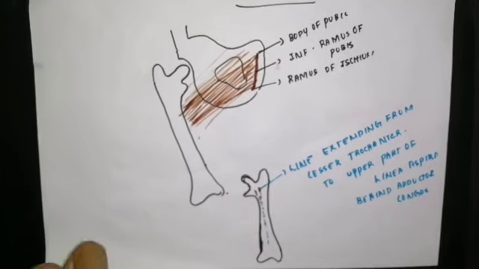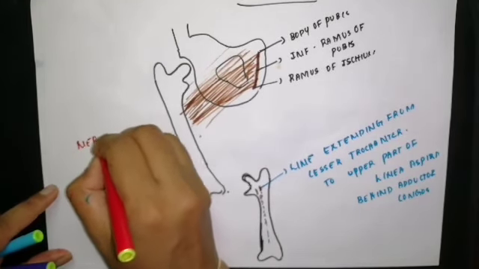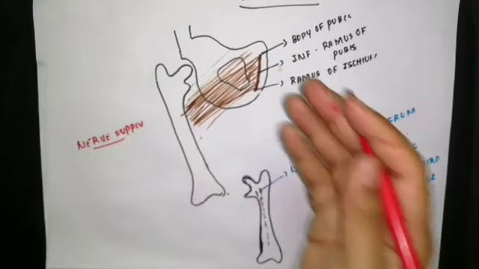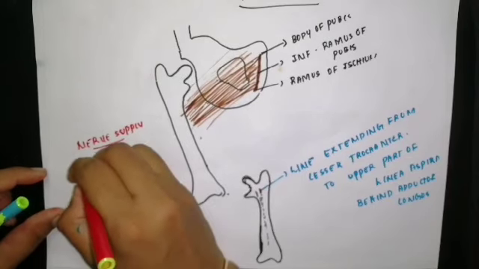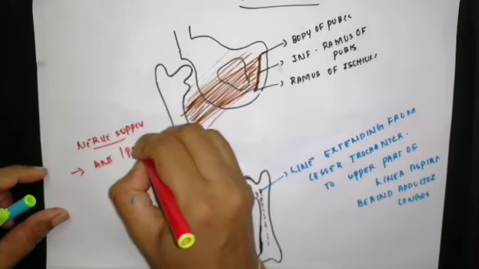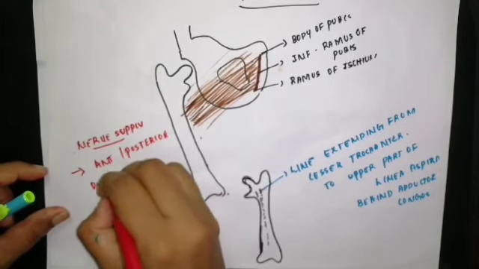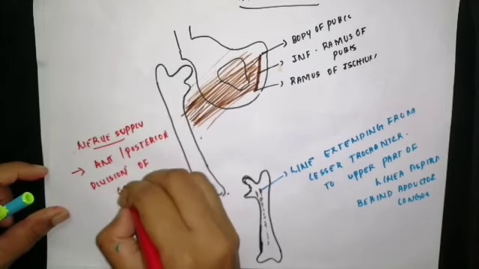Now what is the nerve supply? You have seen that this muscle is lying deep to the superficial strata muscles. So it may be supplied by the anterior or posterior division. Sometimes it is supplied by the posterior division also. So anterior or posterior division of the obturator nerve.